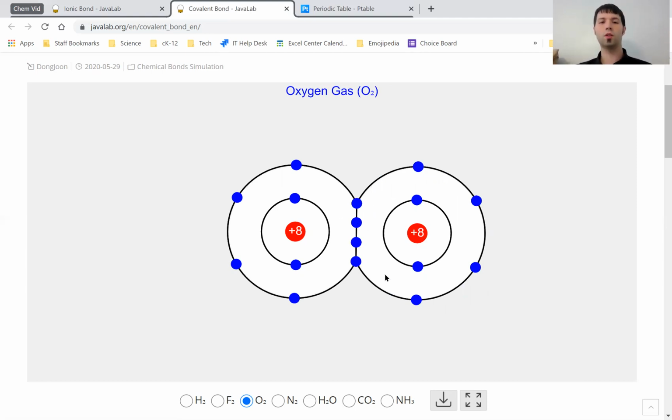We'll get into single and double bonds later. But now if I count 1, 2, 3, 4, this oxygen atom on the right has 4 of its own plus the 4 that it's sharing with the other oxygen atom. So it doesn't exactly have 8, but it's like it has 8. So it's happy now because it has 8.